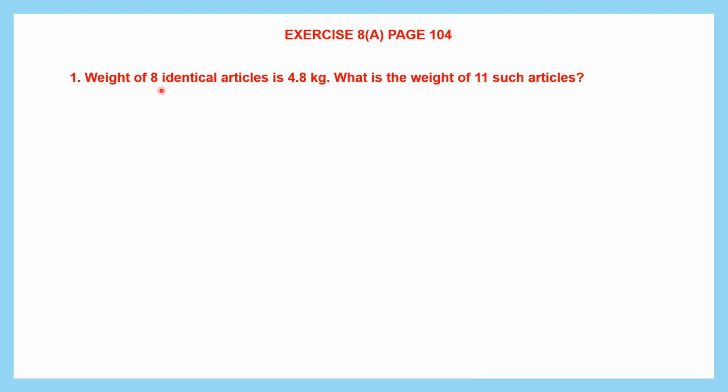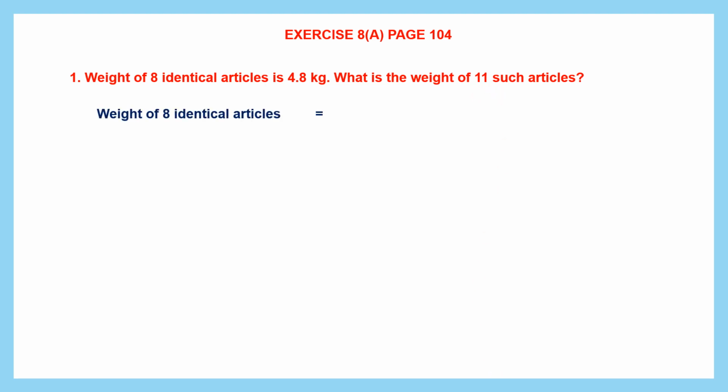But can you see we have not been given the weight of 1. Now, unless we have the weight of 1 article, we can't find the weight of 11, isn't it? So the first thing we need to do is find the weight of 1 article. That's why this is called the unitary method. So we find the weight of 1 article first and then we find the weight of 11 articles. So let's begin our statements.